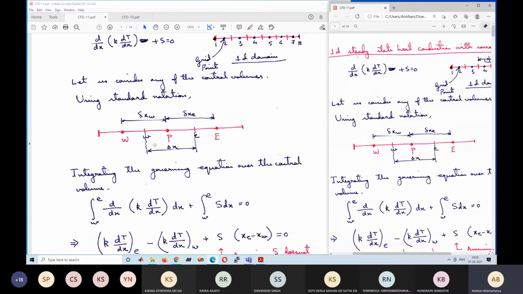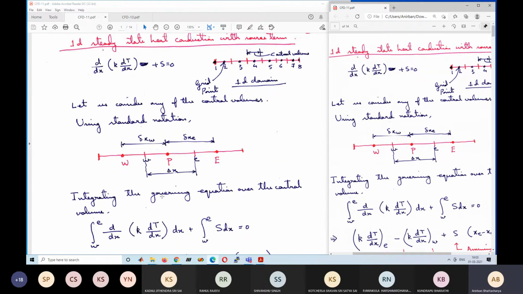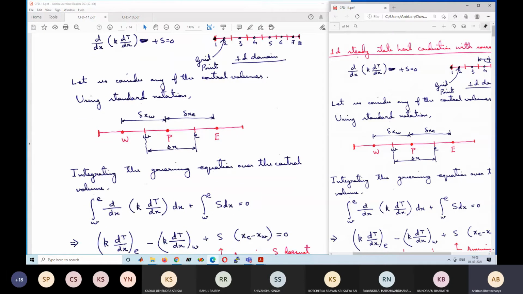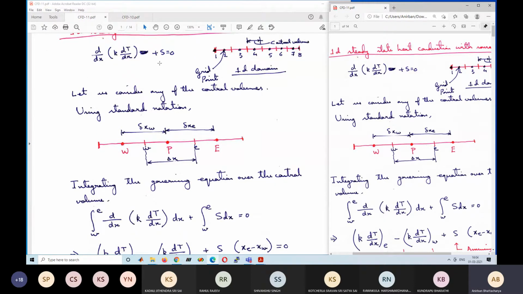So integrate. What is our step? Integrating the governing equation over the control volume. What is the control volume now? Because it's a 1D problem, the control volume is just from small w to small e. So we have to just integrate from small w to small e. What do we need to integrate? The governing equation, d/dx of (k dT/dx) plus S. We need to integrate this equation from small w to small e.